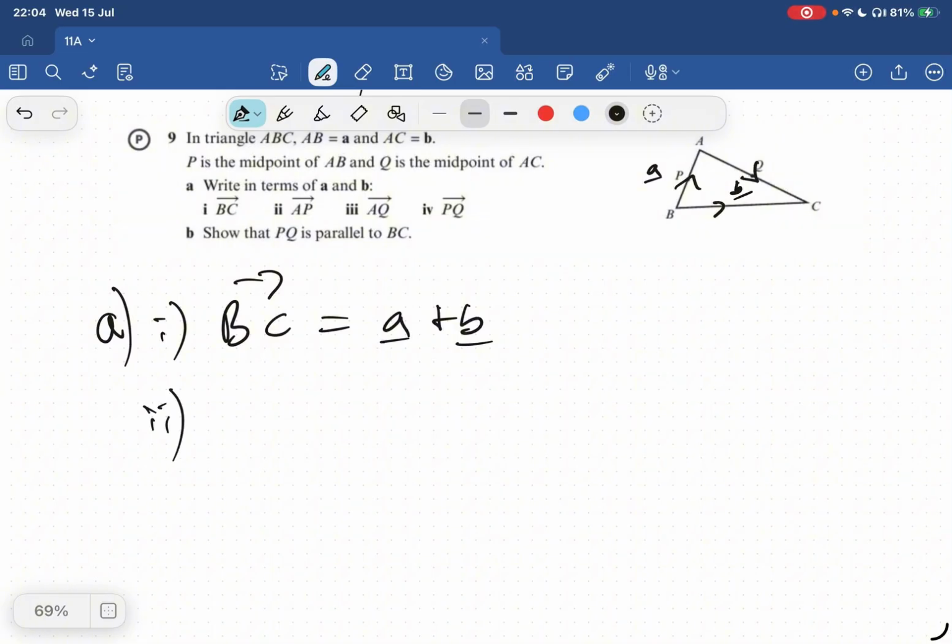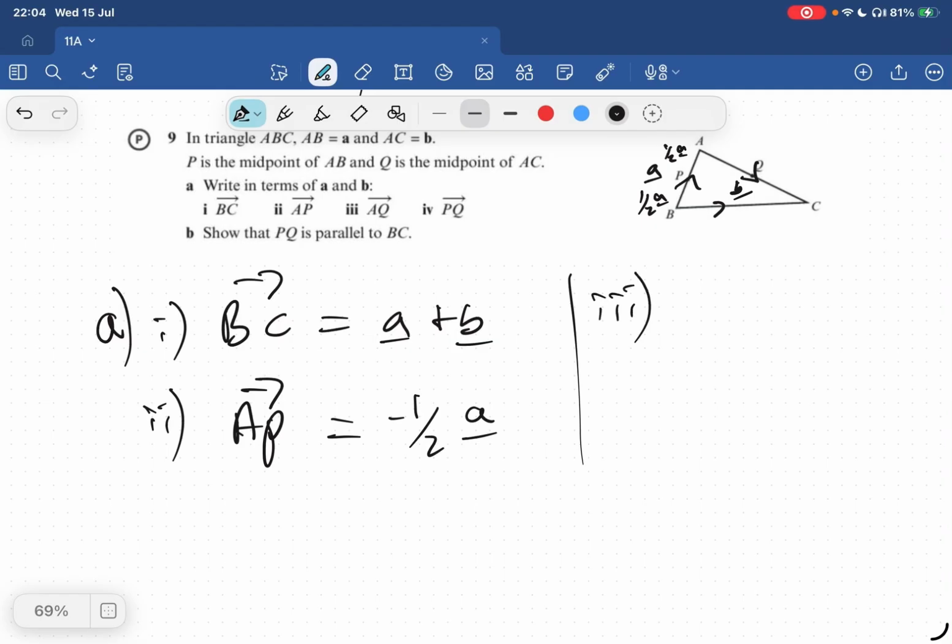A to P. The key bit here is going in the opposite direction. Because it's the midpoint, this is split up into a half a and a half a. But P to A, in this direction, is a half a. So A to P is negative a half a. A to Q yet again is going to be a half, but it's going in the direction of b, down in this direction, so it's just a half b.